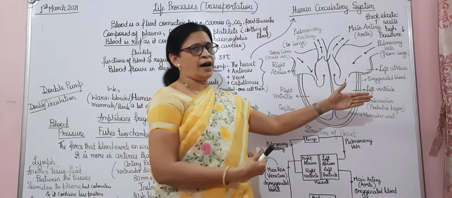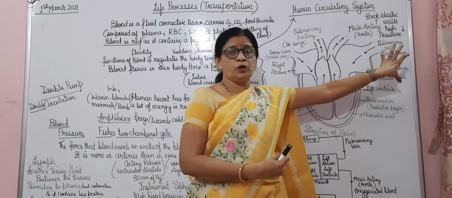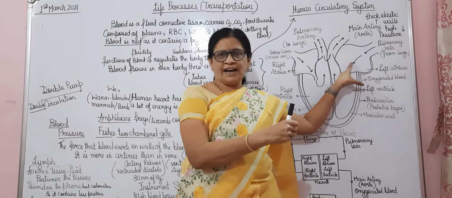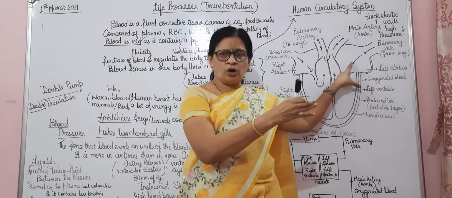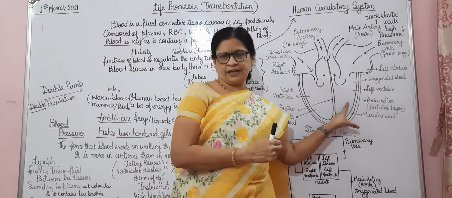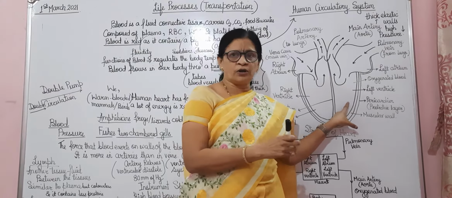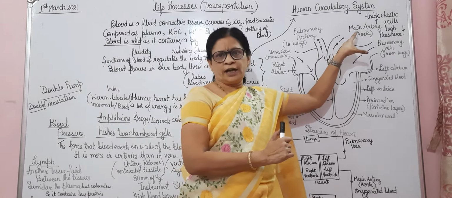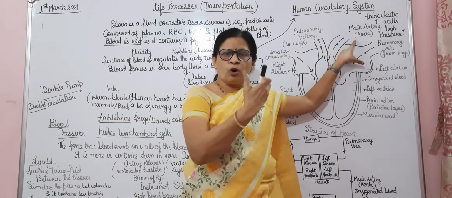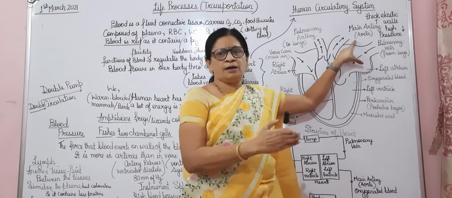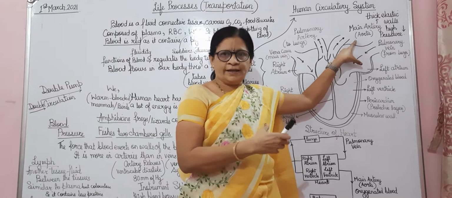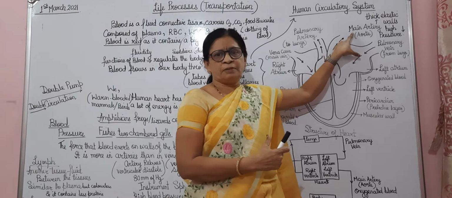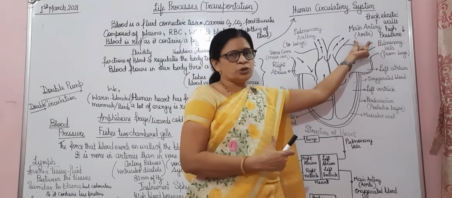Now on the left side of the heart, the pulmonary vein brings pure, oxygenated blood from the lungs into the heart, into the left atrium. From the left atrium, when it contracts, the blood comes into the left ventricle. And when the left ventricle contracts, this blood flows into the main artery, which is known as the aorta. This aorta carries blood to all the body parts, that is the brain, the arms, the kidney, the intestines, the legs, the trunk of the body. Everywhere the blood is carried with the help of this main artery, known as the aorta.